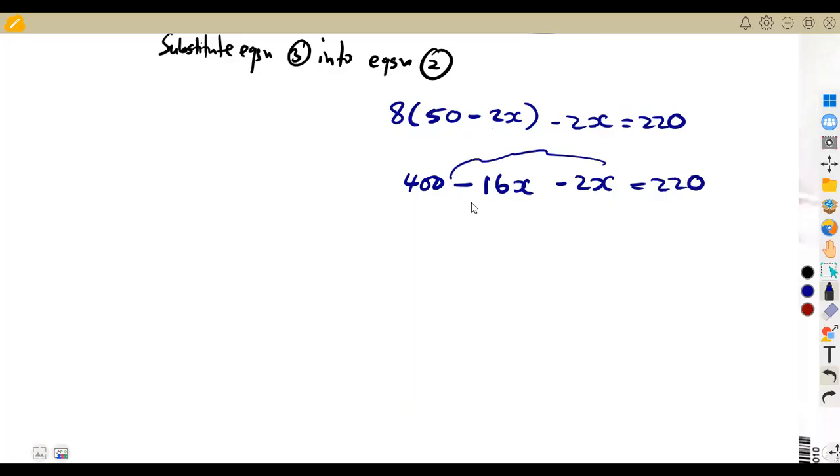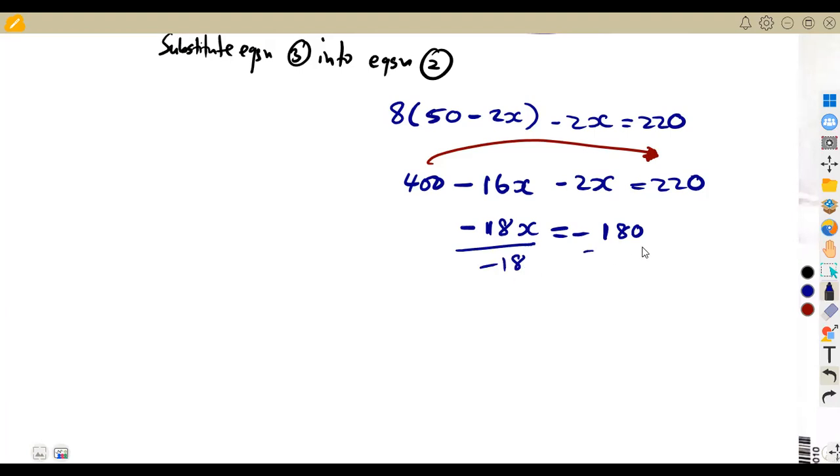All right, so this part you can just collect your like terms, and at the same time, we can transpose this to the other side. If we transpose 400 to the other side, it's 220 minus 400, and that gives us negative 180. So we divide by negative 18 on both sides, and that's going to give us x. This gives us 10, all right?